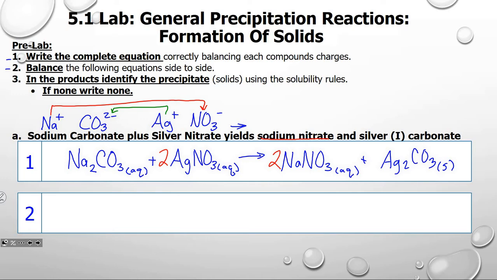There's going to be some that are going to be a little bit hard to balance. Remember, if you have a 2 on one side and a 3 on the other side, what's the common factor you want to get to? 6. So you'll need to put a 3 in front of this one and a 2 in front of this one. So the second one right here wants you to write what the solid is, or what you should see as a solid. So in that reaction, if something falls out, what is it? Silver carbonate. So I go Ag2CO3 as a solid.